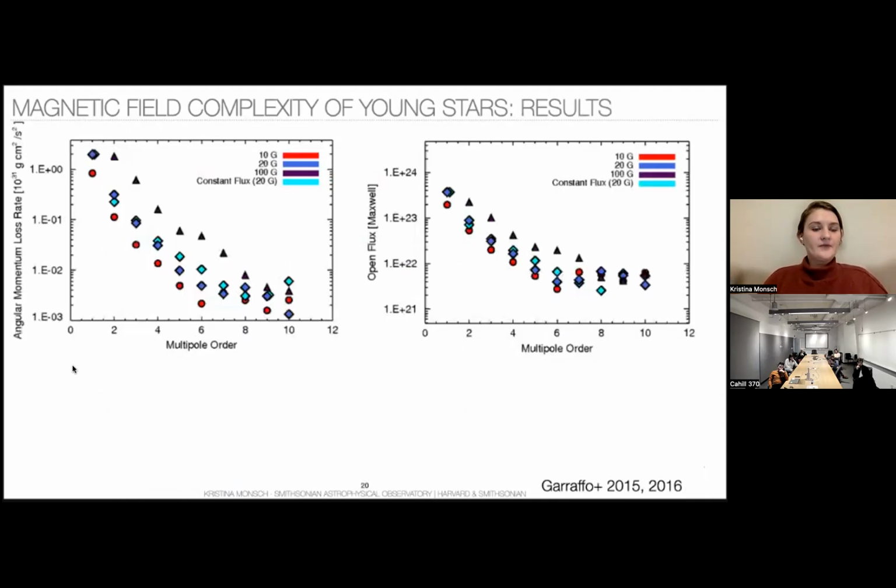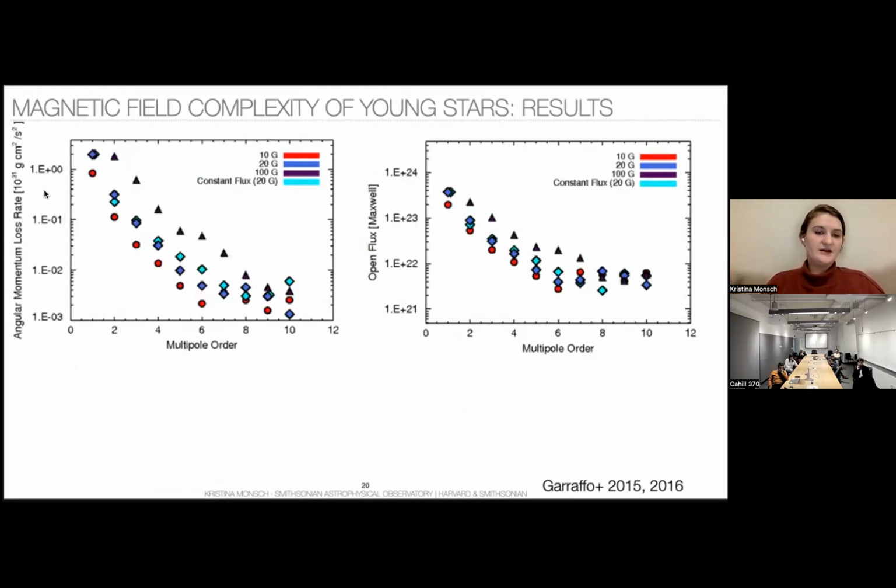the angular momentum loss can be drastically reduced if you include higher order magnetic fields into your stellar spin down calculation. So when you start with a dipole, which we define as n equals 1 in these plots, and go then to a quadrupole, you can almost get a decrease of 1 order of magnitude in angular momentum loss rate, meaning that the higher order the magnetic field, the less efficiently the star will lose angular momentum. And this is directly connected to the open flux that we can measure from these stars.